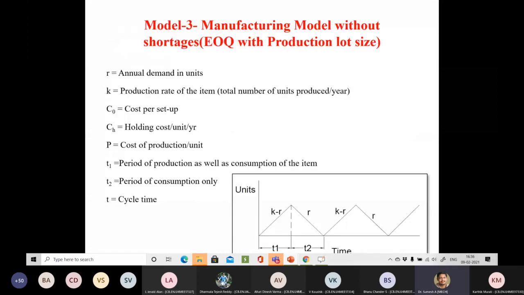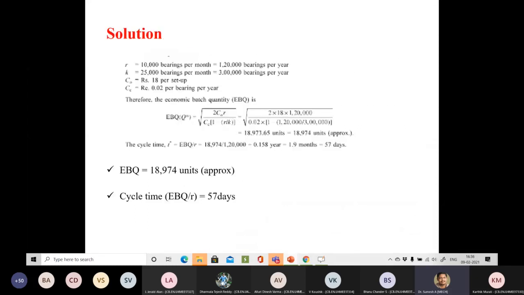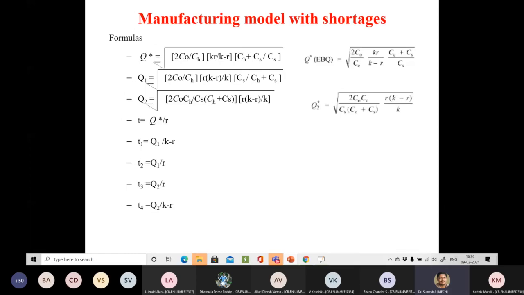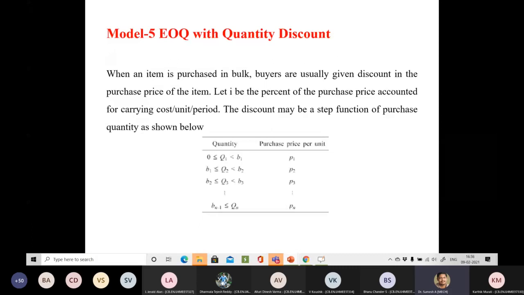Now I'll move into the last model, which is given as EOQ with discount. This is what I told you, and we have already solved a similar problem in the previous class. But here, more layers or more conditions are explicitly given to you. When the quantity is less than B1, you have a price P1. From B1 to B2, you have a different price. Likewise, when your batch quantity changes, your price changes.